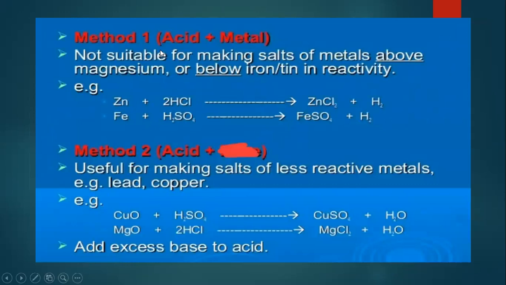First method is acid and metal react to form salts and hydrogen gas. This method is not suitable for making salts of metals above magnesium or below iron because of their reactivity. Second is acid and metal oxide. When acid reacts with metal oxide, they give you a salt. This method is useful for making salts of less reactive metals like lead and copper.